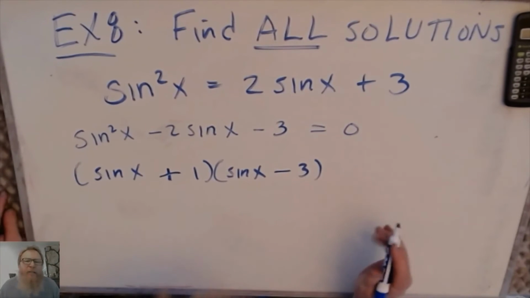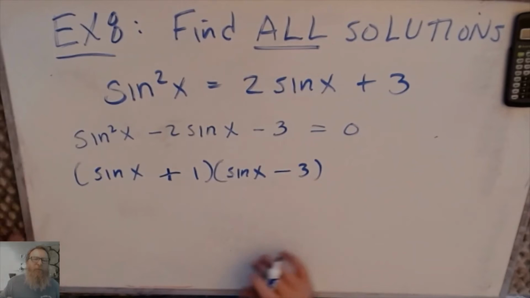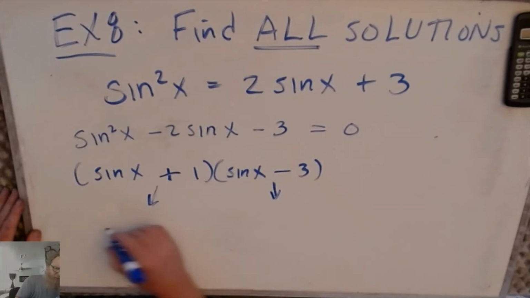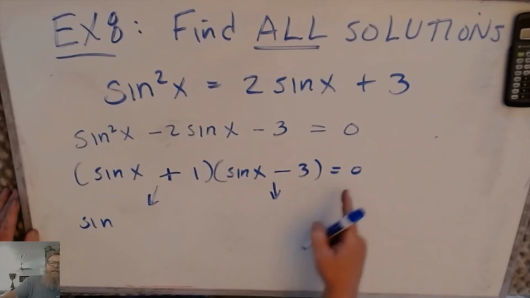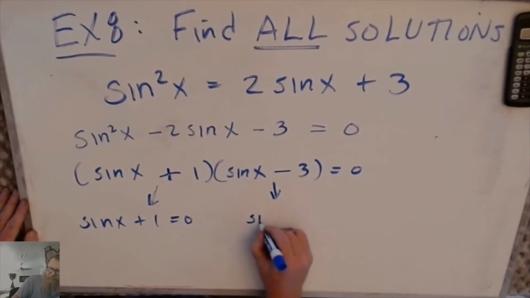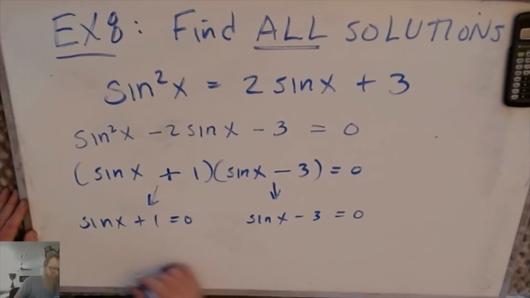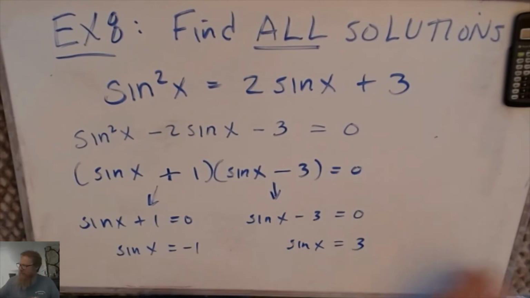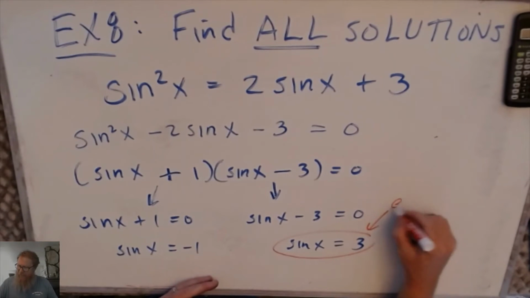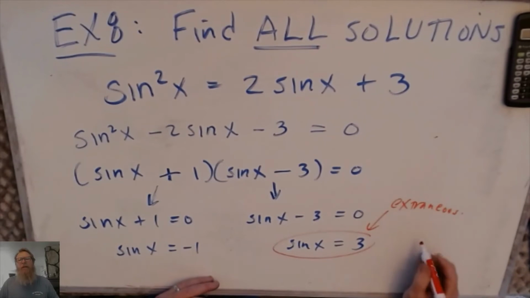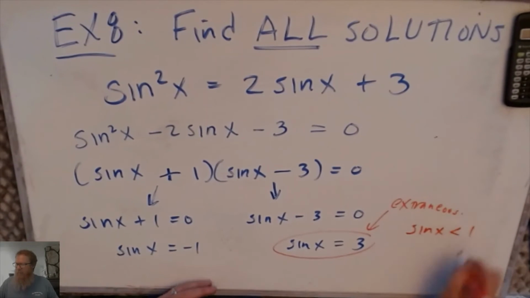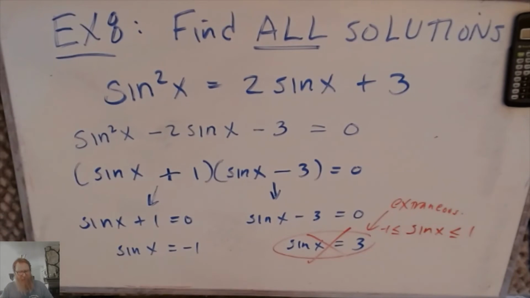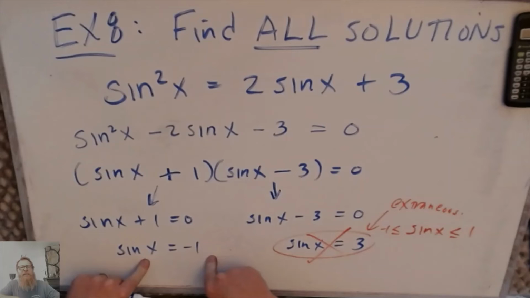I know I don't need to tell you that, but we've got unresolved issues sometimes. I'm going to make sure that everybody knows how to do these things. Set these equal to 0 and solve them both, if possible. In this case, sine x equals 3 is extraneous. Remember, sine x has to be less than or equal to 1 and greater than or equal to negative 1, so this is never going to happen. So you really only get one candidate.